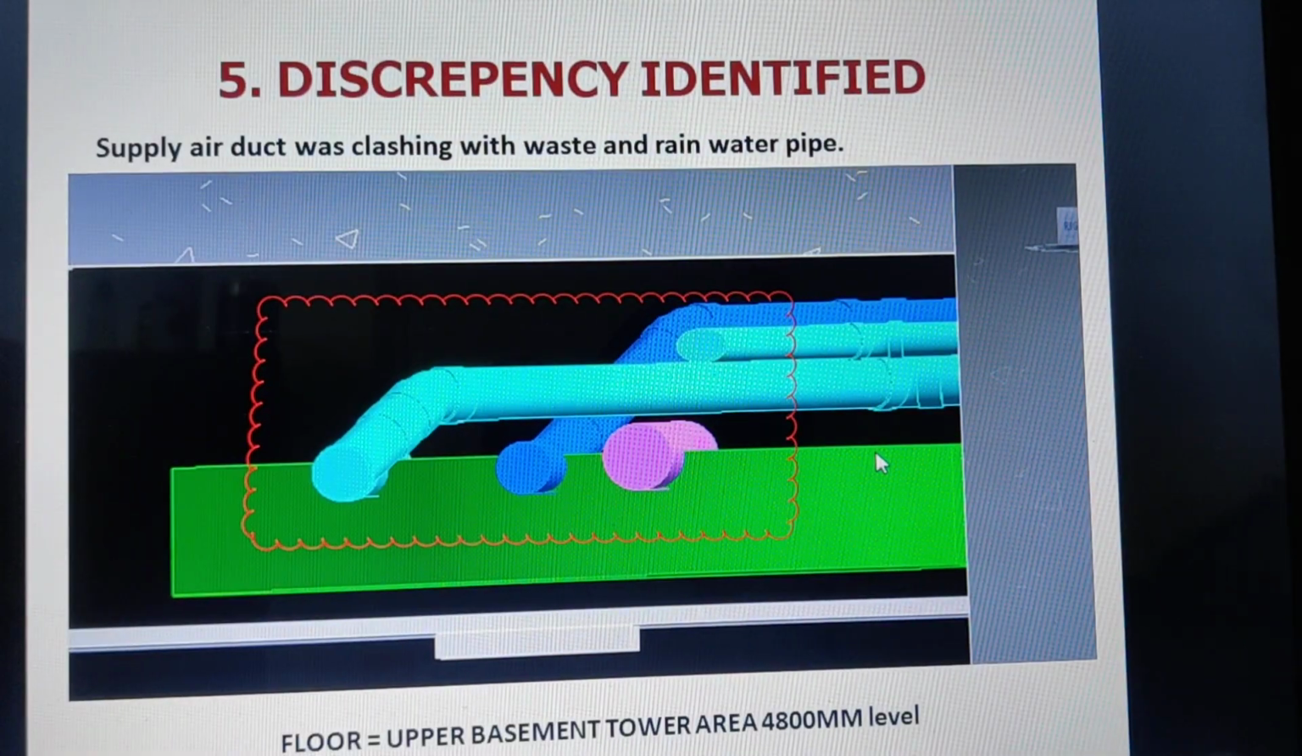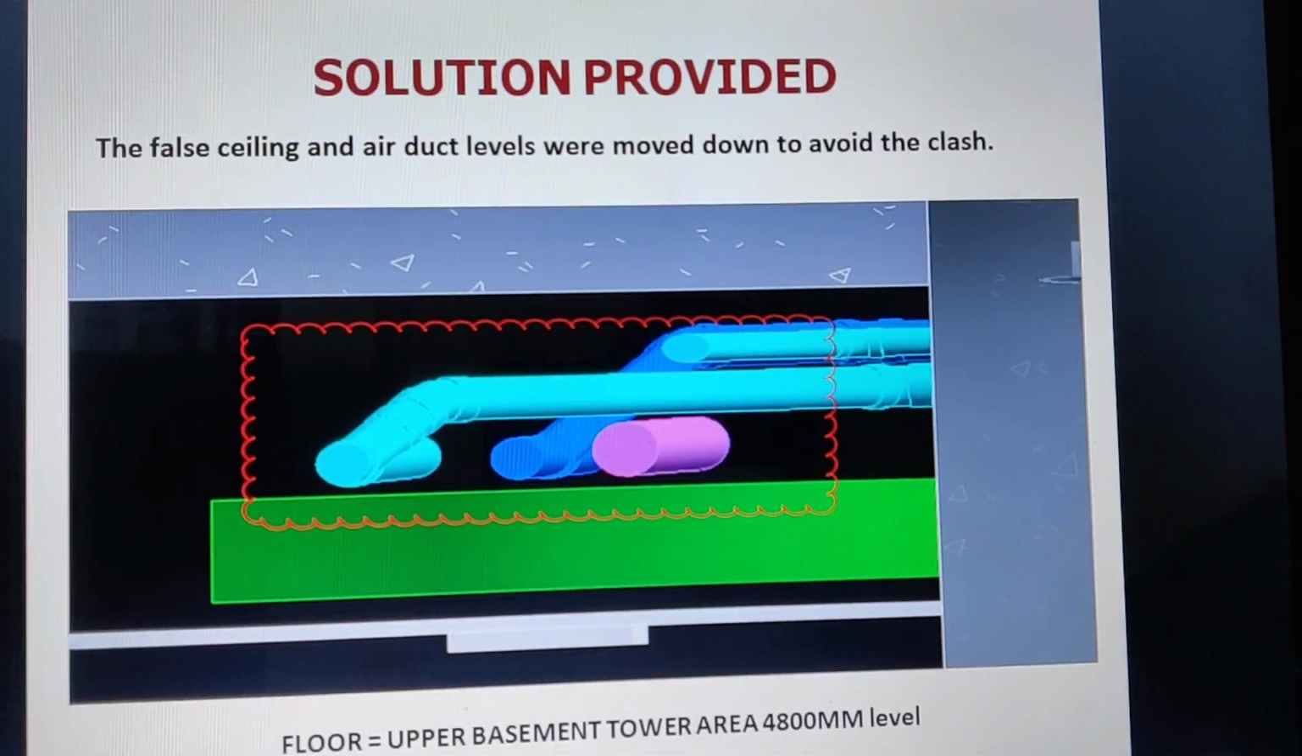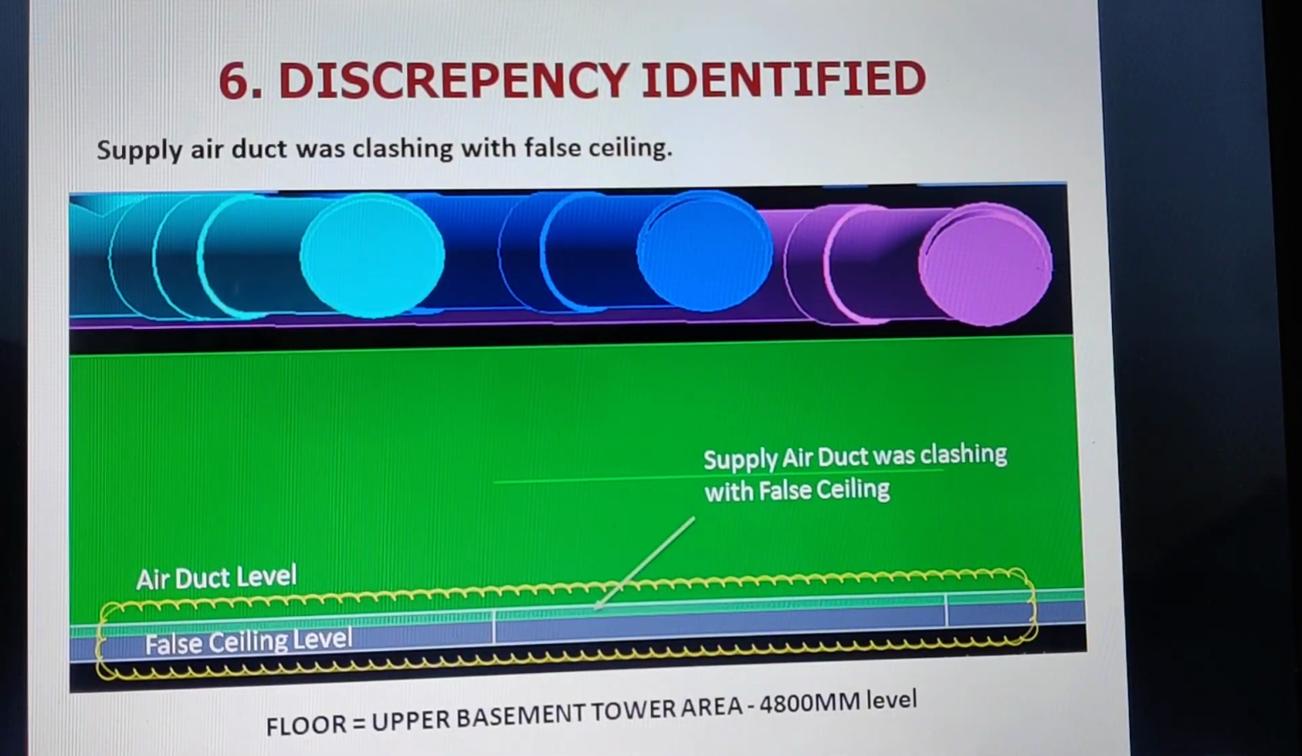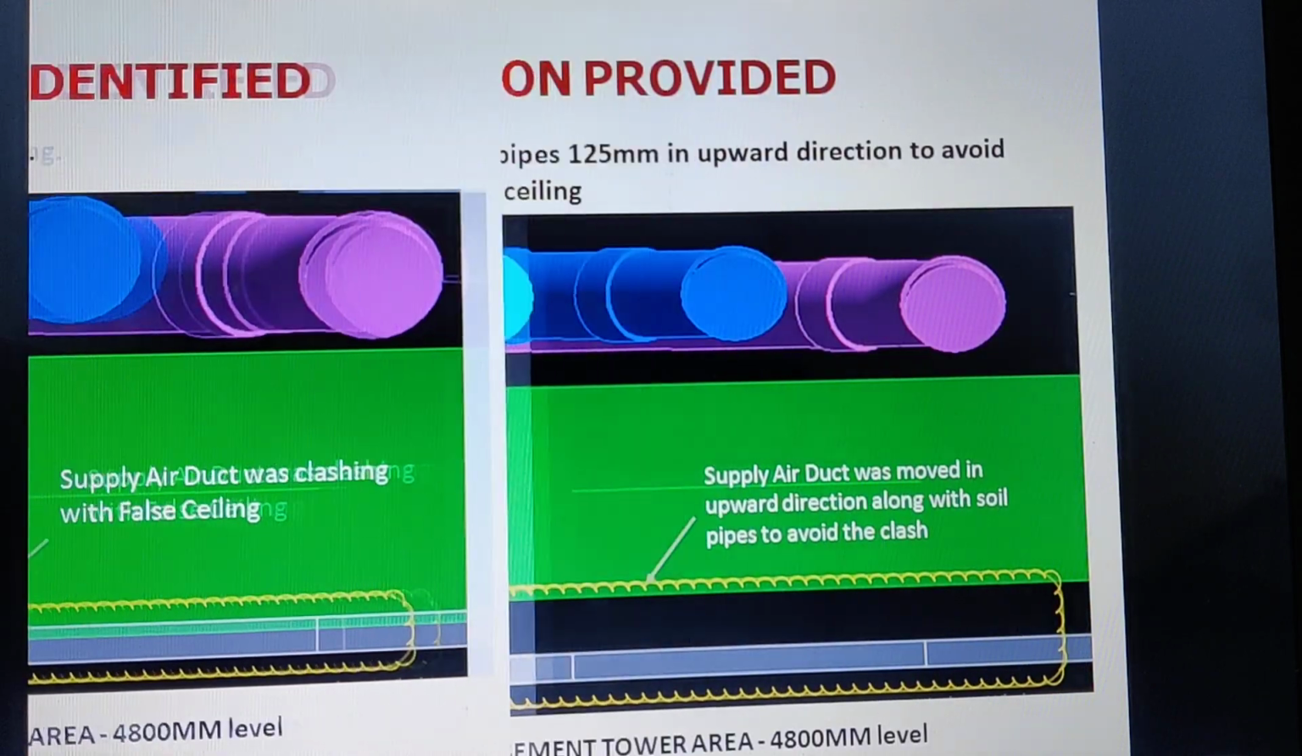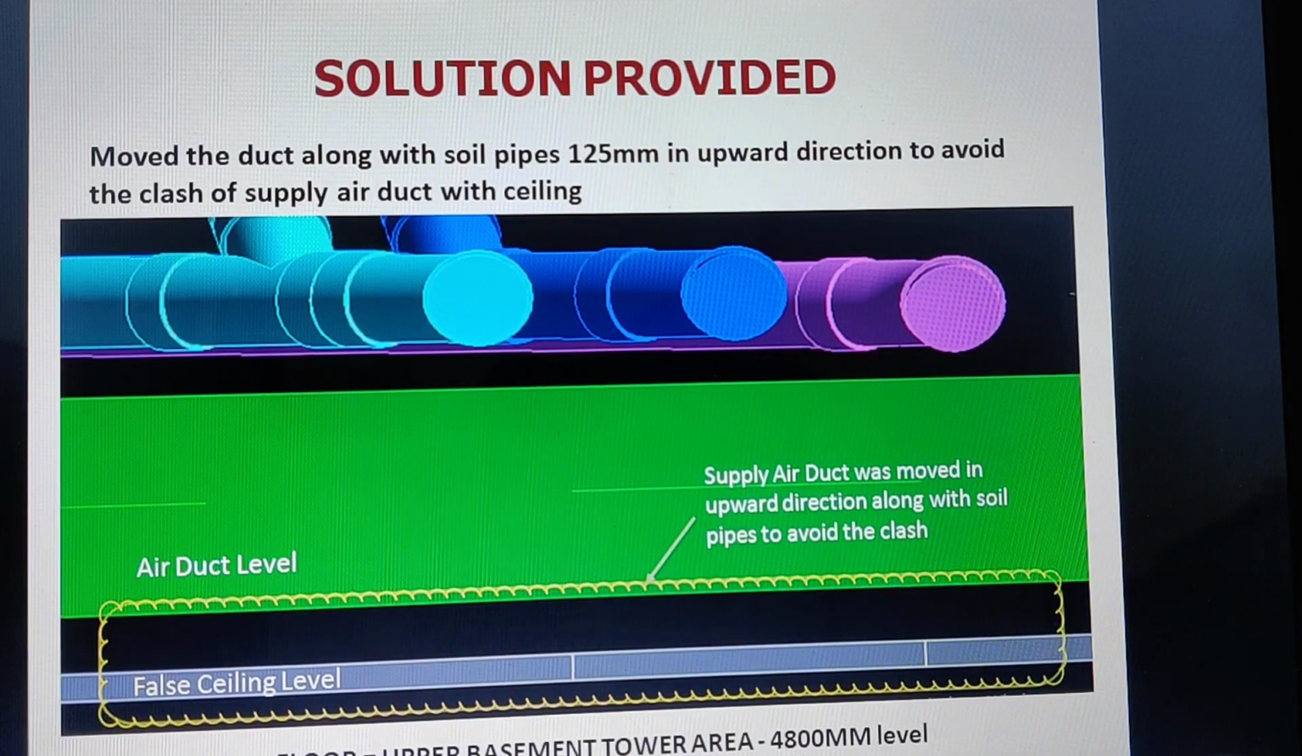And then you see here supply air duct was clashing with waste and rainwater pipe. So this is in services, and this could have created problem during execution if not identified earlier, and then a solution was achieved. And here you see supply air duct was clashing with false ceiling, and then this was known earlier, and once it was known, then solution was obtained.